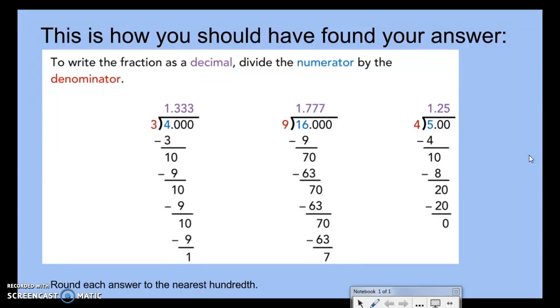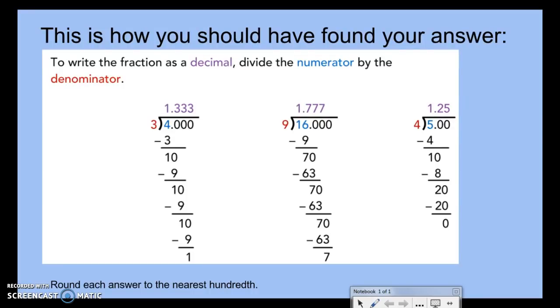Alright, this is how you should have found your answer. To write a fraction as a decimal, divide the numerator by the denominator. So like we did, 3 goes into 4, 1.3343, and that'll go on for infinity. So we can shorten it to 1 and 33 hundredths. It's the same thing with the 9 going into 16. It'll go in 9, or 1.7777. That's going to go on for infinity too.